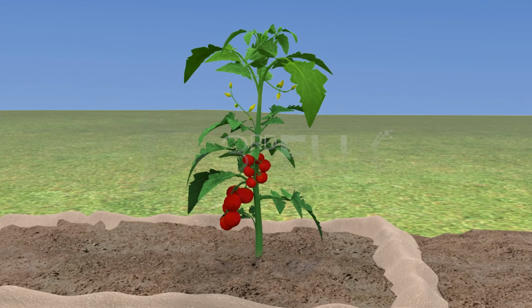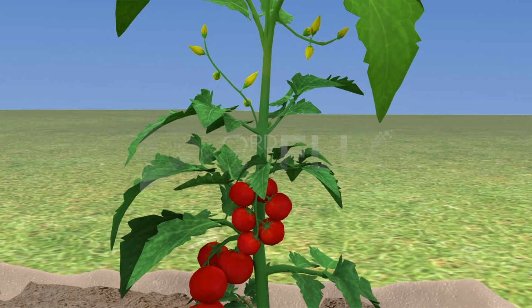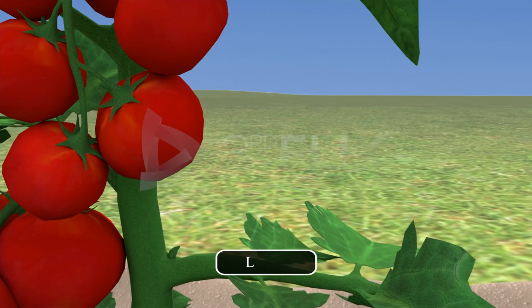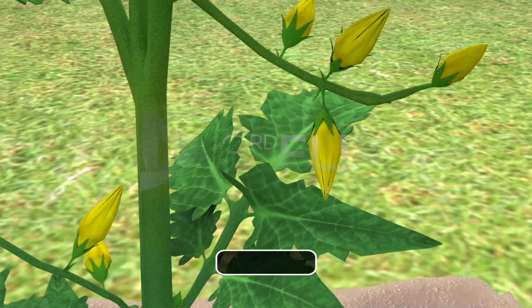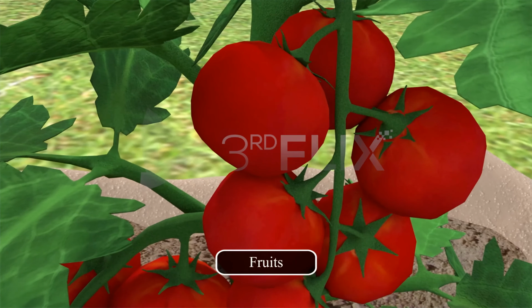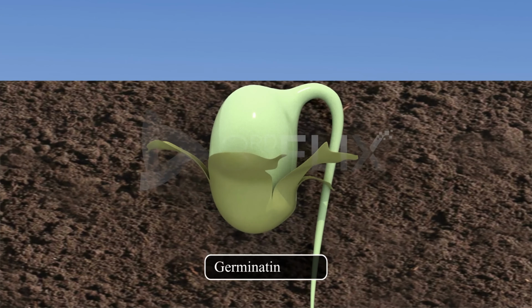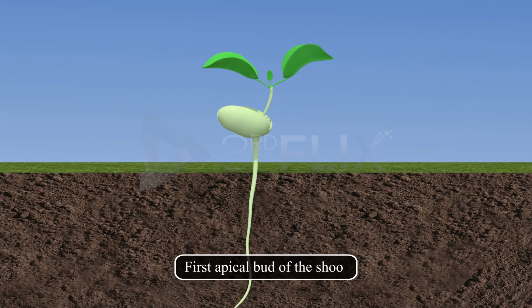Objective: to study about the stem. The stem is the ascending part of the axis bearing branches, leaves, buds, flowers, and fruits. It develops from the plumule of the embryo of a germinating seed. Plumule is the first apical bud of the shoot.